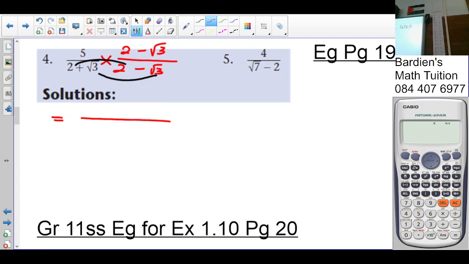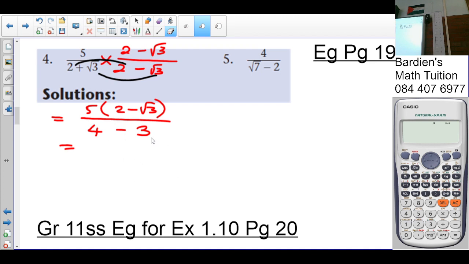Okay, so 2 times 2 is 4. Negative root 3 times root 3 is negative 3. Then I multiply the top of it, so it's 5 into 2 minus root 3. Okay, so what's 4 minus 3? So the denominator is 1, not so? So anything over 1 is that number. So that's simply going to give us 10 minus 5 root 3.